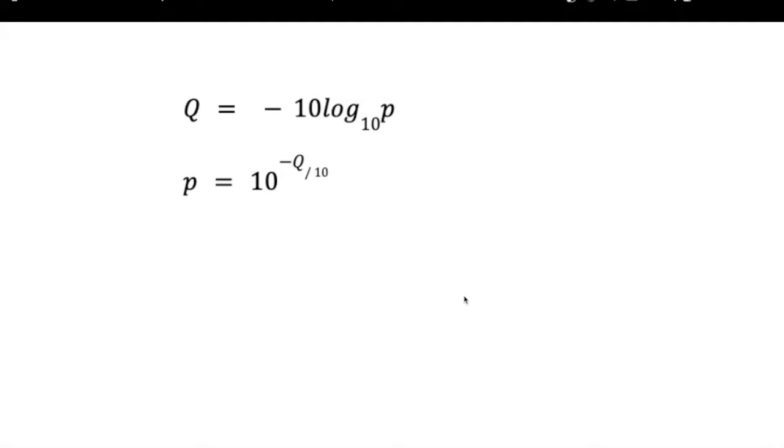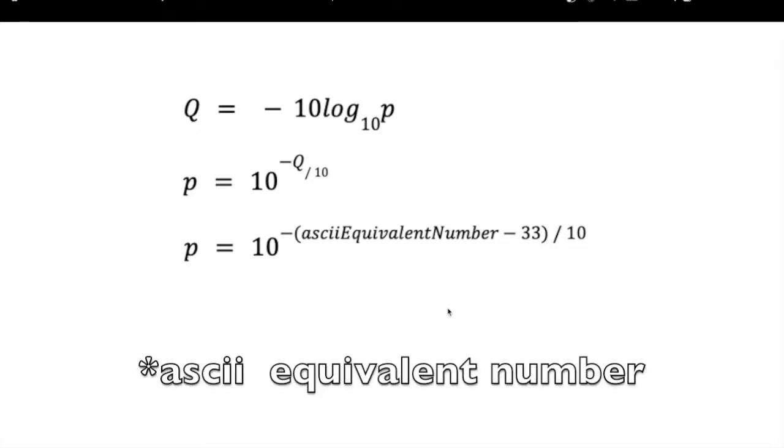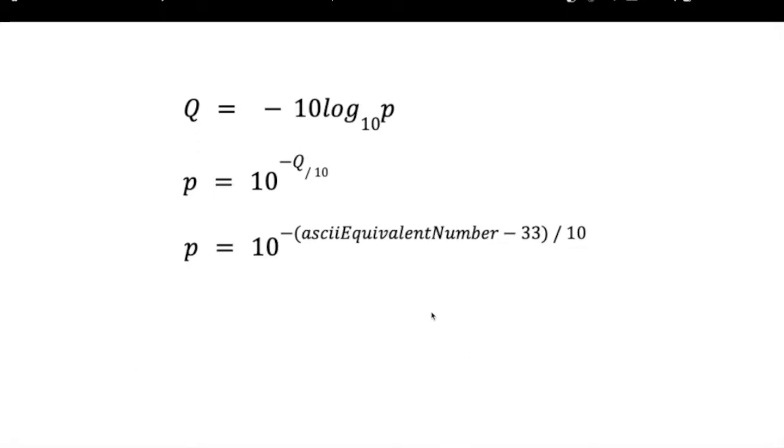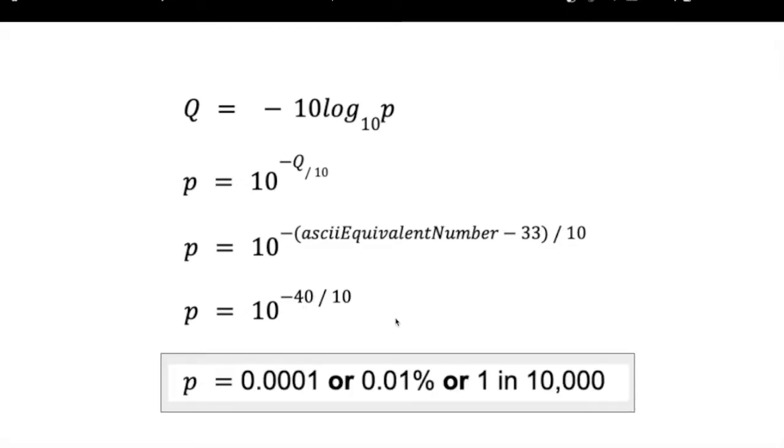Okay, so altogether the formula for P will look something like this. And then we can plug in our quality score of 40, which corresponded to I, to end up with a value of 10 to the negative 40, as we talked about before, divided by 10. After we plug this in, we find that P, again the probability that the base call is incorrect with a quality score of I, is 0.01%, or 1 in 10,000.